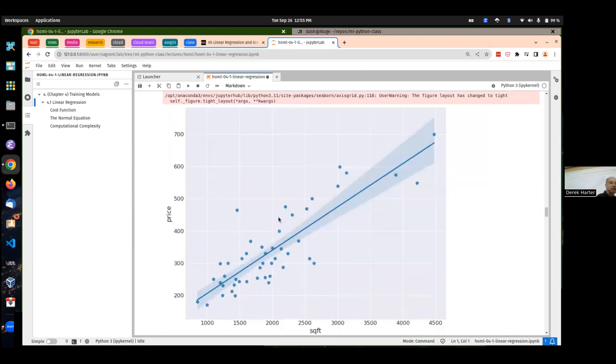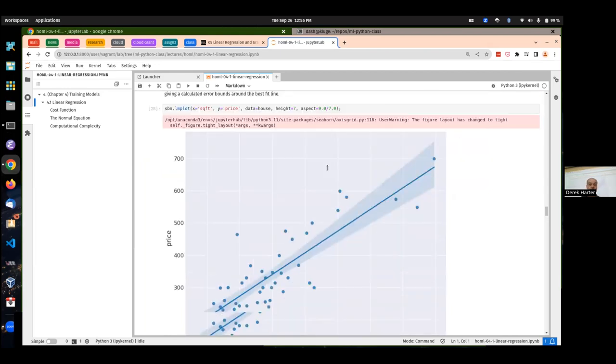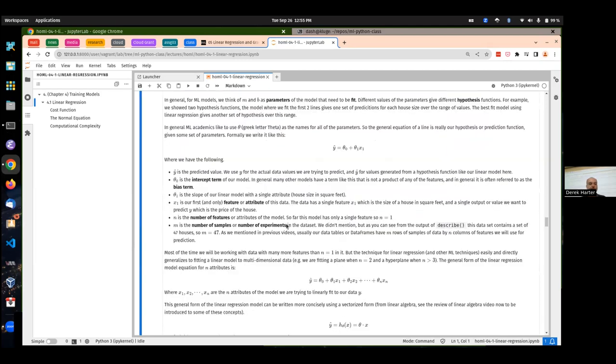And there's lots of ways. Seaborn has a function to calculate a linear regression and plot the line and plot an indication of the uncertainty or the error for the fitted best line. Just an example of that.